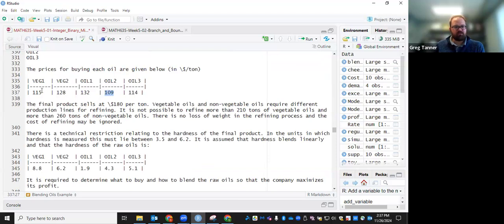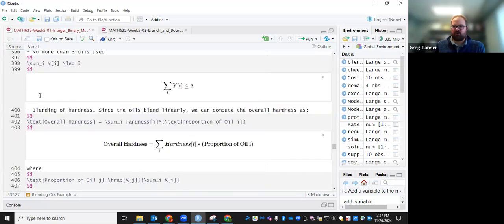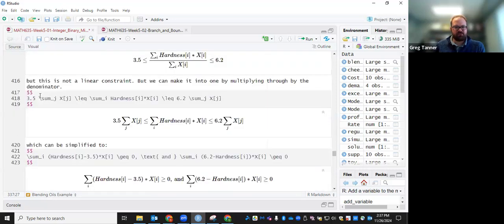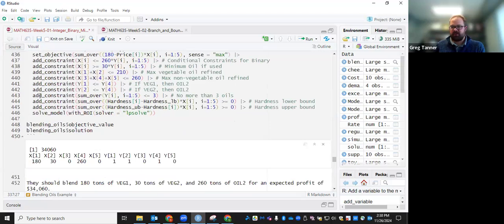So interesting that we use so many tons of veg 1. Okay, yeah. That's maybe the reason why we build optimization problems to optimize this, is because it's maybe not always obvious just by looking at it where you should be blending your oils or which oils you should be blending. So that's it for this video. See you in the next one.